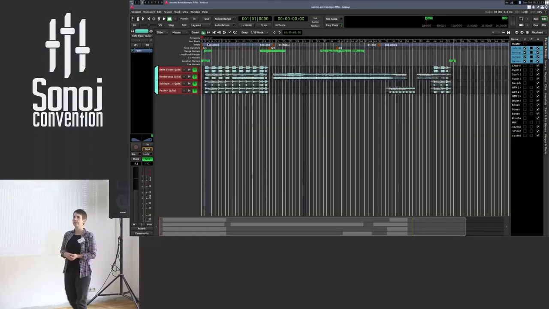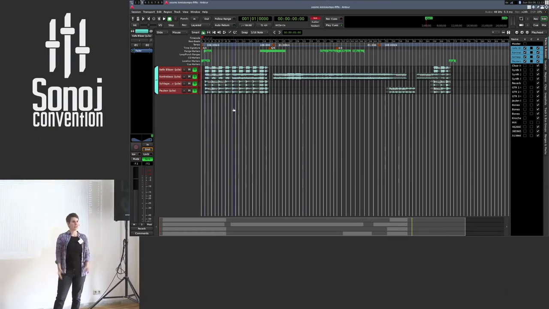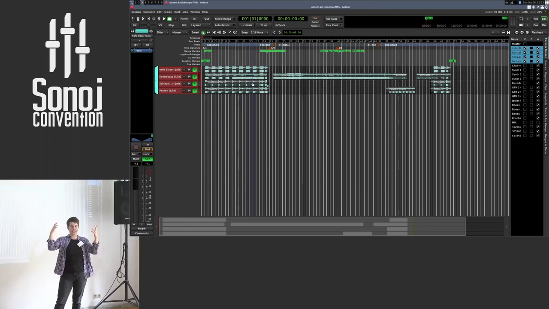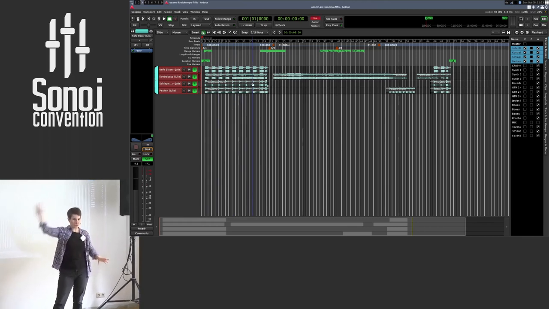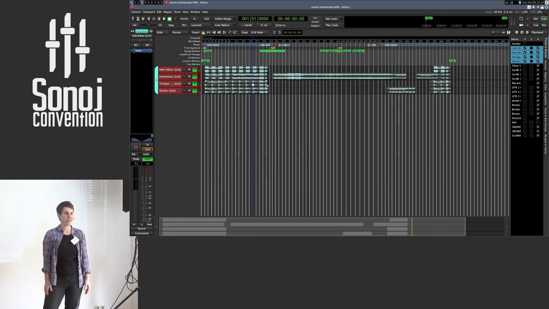So the very first layer, the bass and rhythm layer. This was the point where I don't really know where the idea came from, but I thought about this Inception by Christopher Nolan soundtrack thing where there are these really droning sounds, which was quite heavily featured in the trailer as well for other people who did not see the film.